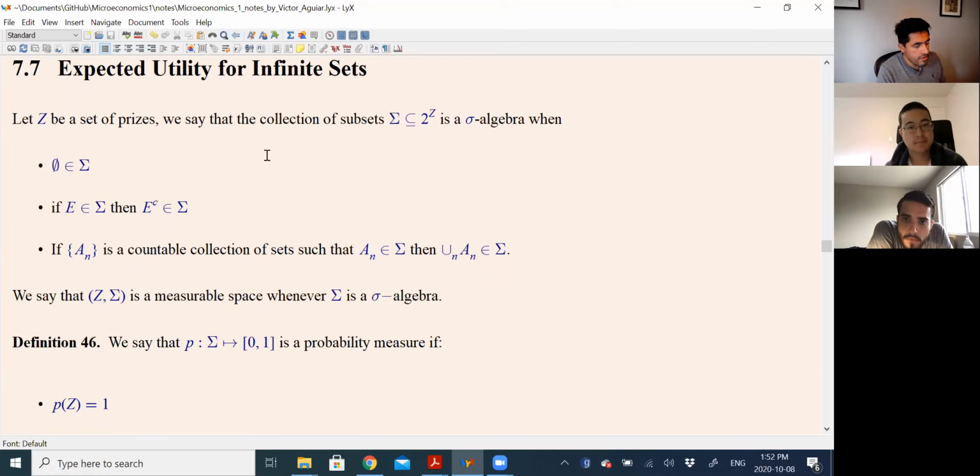So, expected utility for infinite sets. Right now we just did the case where the monetary outcomes set is finite. Now I'm going to study the case where the set can be infinite. In particular, now I need to do more work. Imagine Z is a set of prizes, and because this may be infinite, if I want to study the probabilities on it, I have to impose some structure on the set. So now we're going to say that the collection of subsets, sigma, on this power set is a sigma algebra, so I can put probabilities over that.